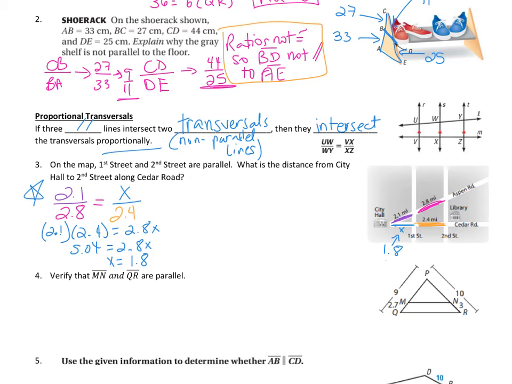When you cross multiply, you should end up with X equals 1.8. So knowing that X is 1.8 is great, but we want to know what's the distance from City Hall, right here, all the way to 2nd Street along Cedar Road. So we want the whole distance all the way along there. So we have to add those pieces together. So 1.8 plus the 2.4 is the answer that we are looking for, and that would be 4.2 miles.